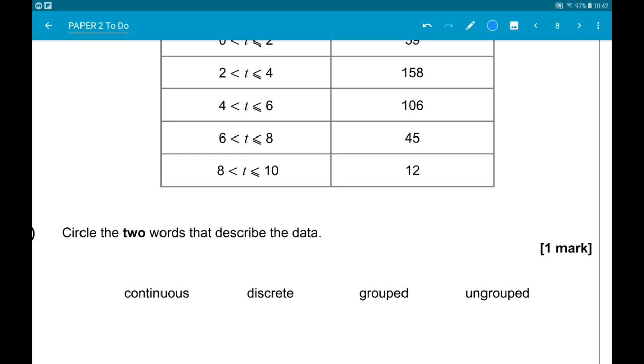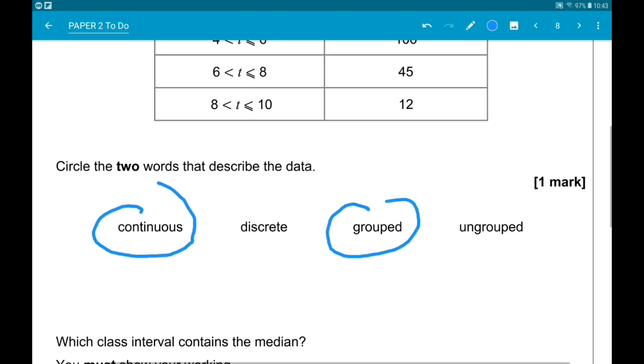So, is it continuous or discrete? Well, discrete is data that you can count. So, the number of sweets in a bag, the number of days in a week. Continuous is data that you can't count, and it can have decimal places, such as 1 minute, 1.1 minutes, 1.11 minutes, etc. So continuous is our guy. And we're in a grouped frequency table, so it's grouped.